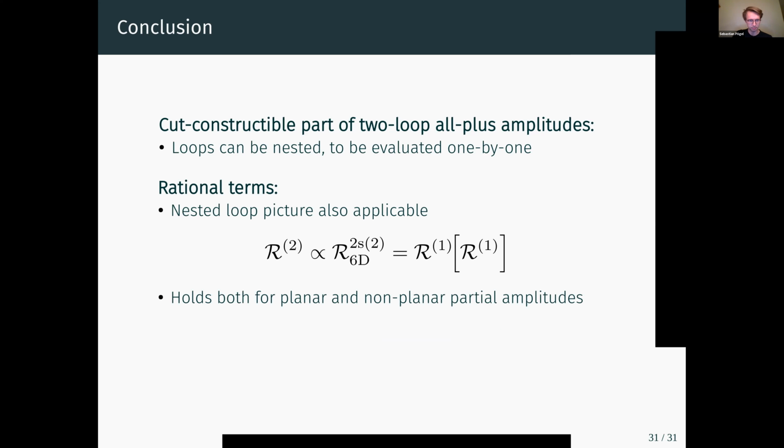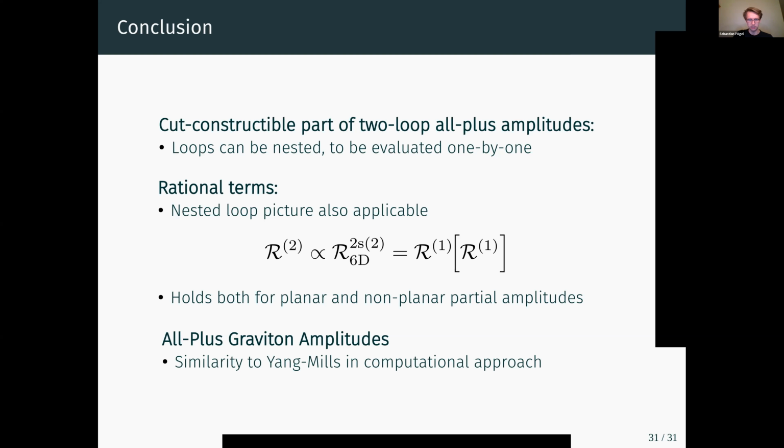i.e. subleading contributions. And then for all-plus graviton amplitudes, this is still a work in progress, but the similarity in the computational approach to Yang-Mills makes it at least likely that some form of this procedure seen in the Yang-Mills case should also transfer over to this gravity case.